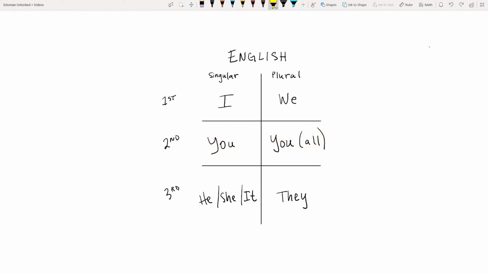Third person is when you are talking about someone or a group of people who are not there. So the singular, in English, we have he for a male, she for a female, or it, and then we also have they for the plural.